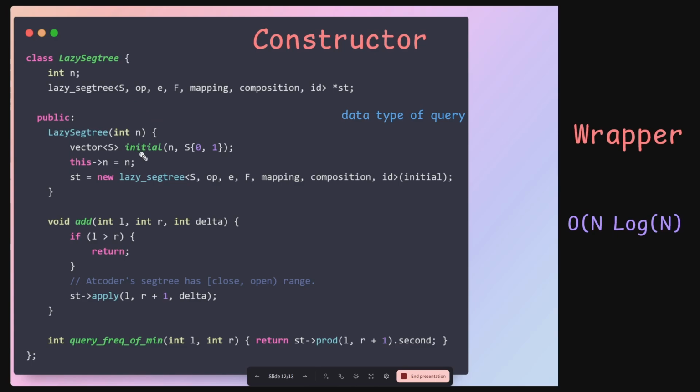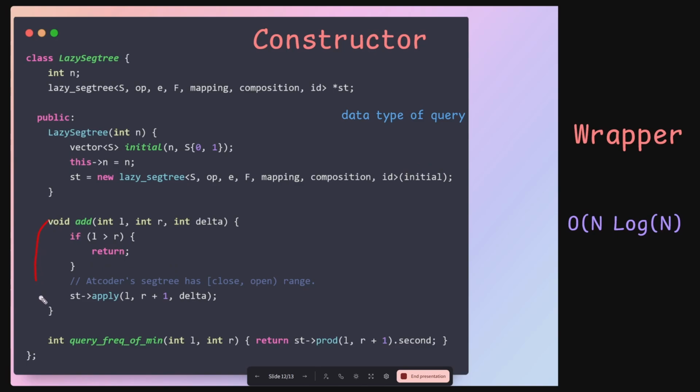The only thing that would be returned is the answer of the query, and the data type for that is S. So you create an empty array with the return type of the query, and you initialize it with 0, because every element has a value 0 with frequency 1. So you initialize it like so. Once you have created this vector of S, you can use this line called new lazy segment tree, and you can pass this same vector over here to create the segment tree. So now your lazy segment tree has been created.